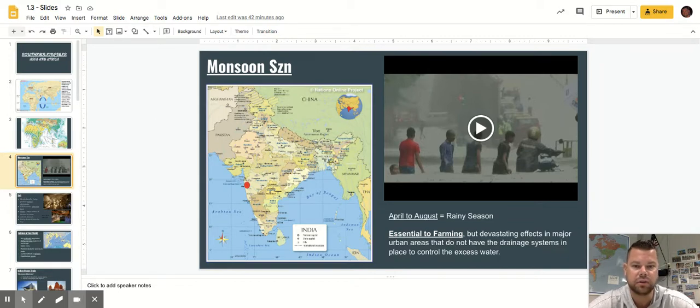So when you look at urban areas, the monsoon is devastating. But India also would not be able to survive without it because this area can get very hot, it can get very dry, and that rainy season is needed to fully irrigate all of the crops that are needed to sustain the nation.